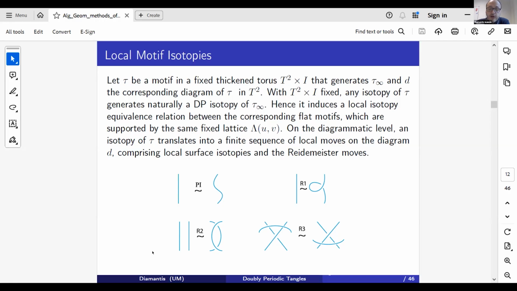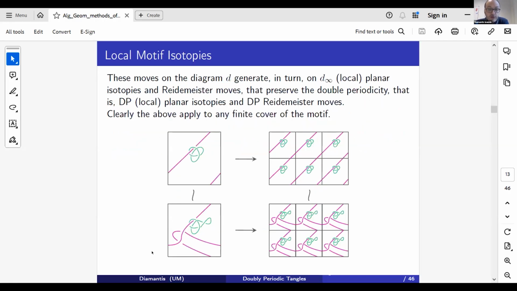But there are some things that are different from classical knots. For example, as you can see here, I have a motif, right? And I do a Reidemeister 2 move here. So this strand goes here. This will follow in the universal cover everywhere. So that's what I mentioned before when I said we need to respect the periodicity of the DB tangle. So all the moves that we will introduce somehow need to respect the periodicity.